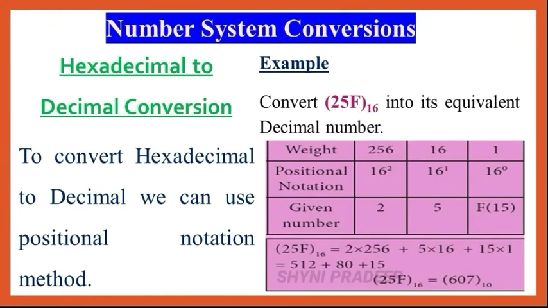Positional notation is 16 power 0, 16 power 1, 16 power 2. Its equivalent weight is 16 power 0 means 1, 16 power 1 means 16, 16 power 2 means 256. Given number is 25F. F means 15. So multiply each number with its equivalent weight and add all the values. So you will get the answer 607 base 10. Okay, this is a decimal number, so base 10.